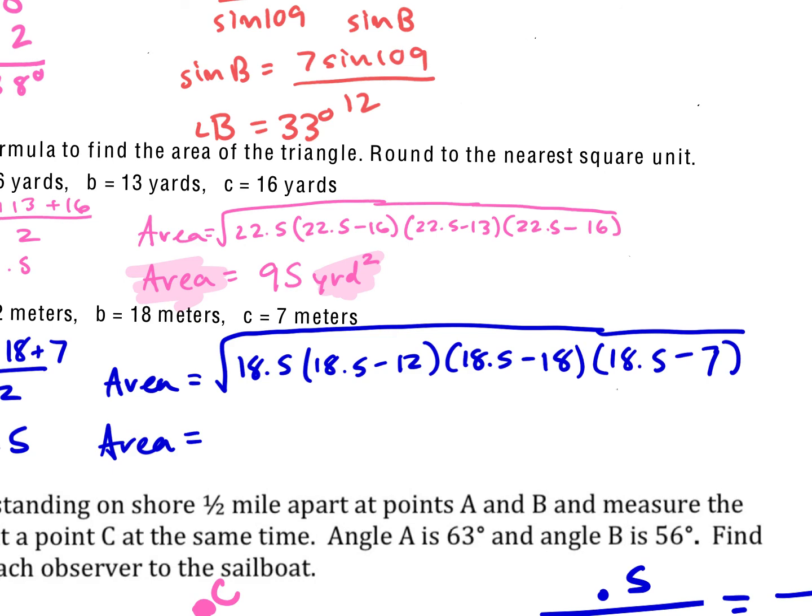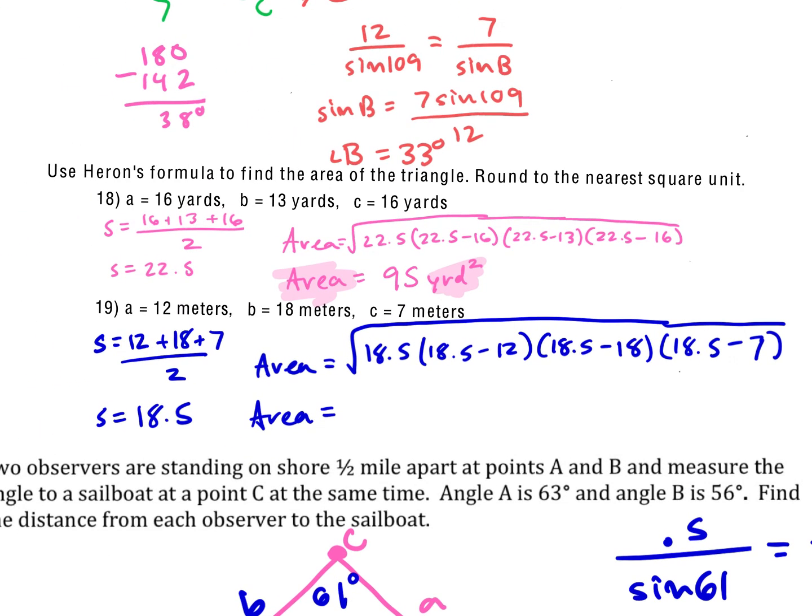What do we get for the area? 26.3 meters squared. Because it says to the nearest square unit, so whole number, 26 meters squared. Anytime it says area, we need our units squared.